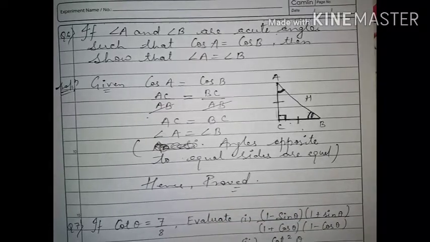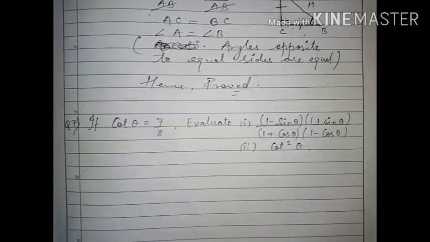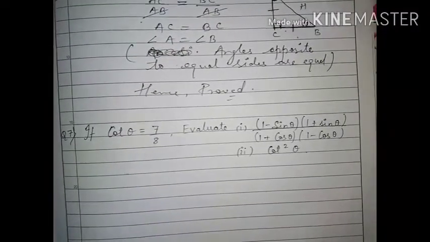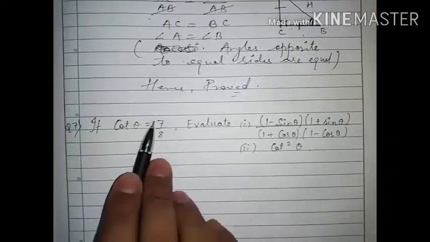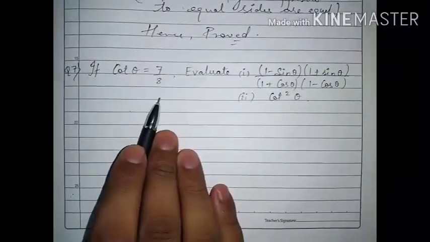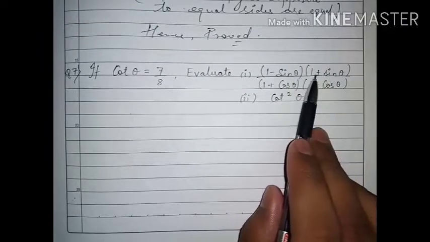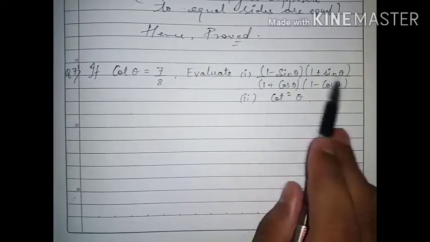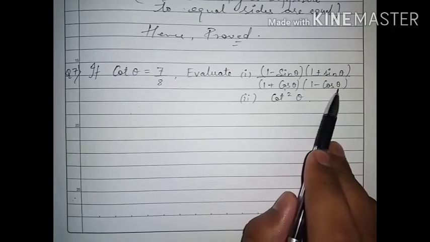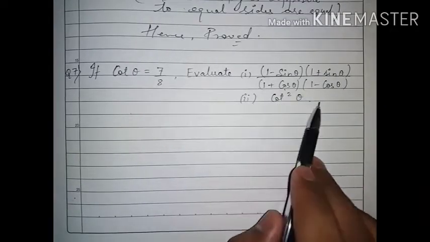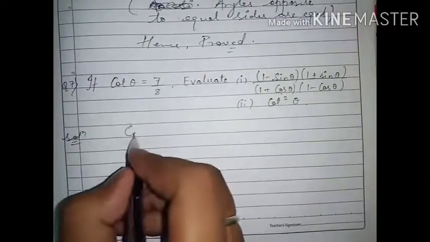Okay, now see this question number 7. This is also a very easy question. If cot theta is 7/8, it is given, you have to find the value of (1 minus sin theta)(1 plus cos theta) upon (1 plus cos theta)(1 minus cos theta), and the second one is cot square theta. Now see how we can solve this one.